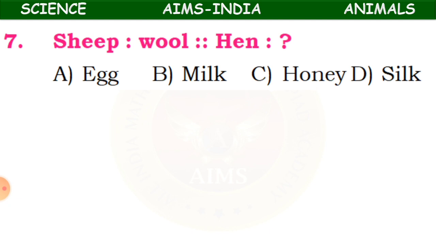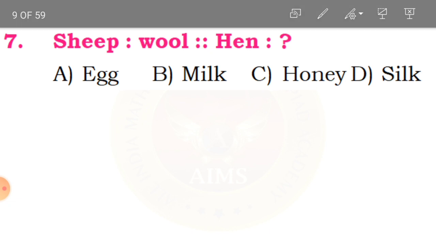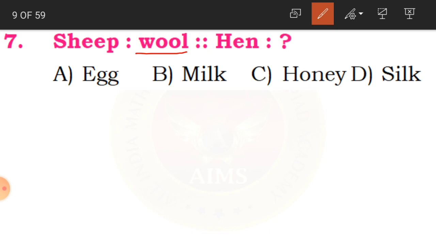Seventh question. Sheep is for wool and hen is for what? Sheep, what does it give us? It gives us wool. And hen, what does it give? So, let us check with the options here. A is egg, B is milk, C is honey, and D is silk. And what does hen give us, children? Yes, it is eggs. Egg is the correct option. That is option number A.